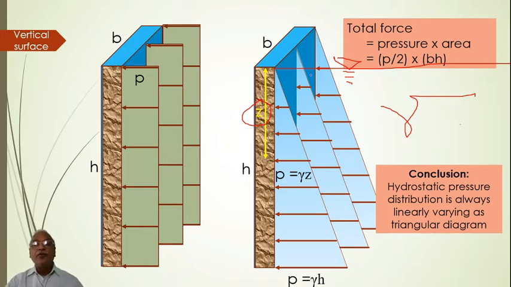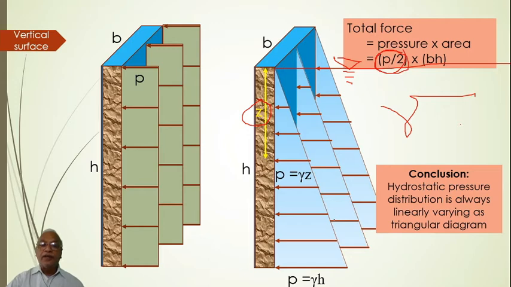Now if you want to find out the total force on this, how will you find it? Total force will be equal to the pressure multiplied by area. Fine. But pressure is not uniform. It is changing from 0 to gamma h or P. So 0 plus gamma h by 2, that will be the average pressure. So this particular thing is nothing but average pressure, right?